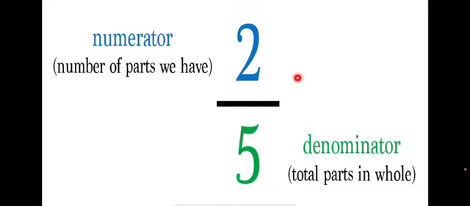Now 2 by 5, so 2/5. So 2 is the numerator and 5th is the denominator. So here for example, if there is a pizza which has 5 slices, out of this 2 slices have been eaten by your friend. So how many slices are left with you? So out of 5, 3 slices are left with you.